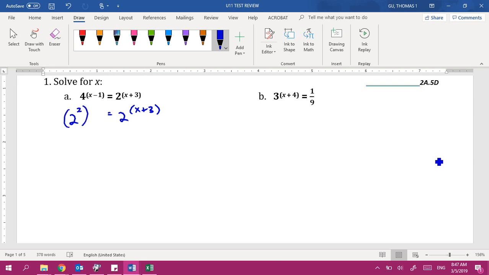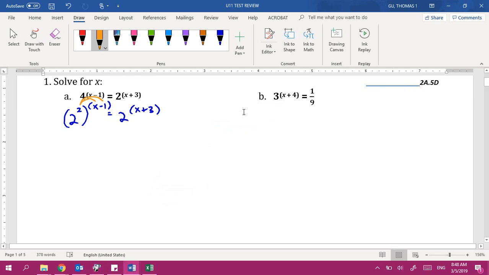And what was this 2 squared being raised to? x minus 1, right. So now I have 2 squared raised to the x minus 1 equals 2 raised to the x plus 3. When you have exponents right next to each other like this, you can multiply them like so.